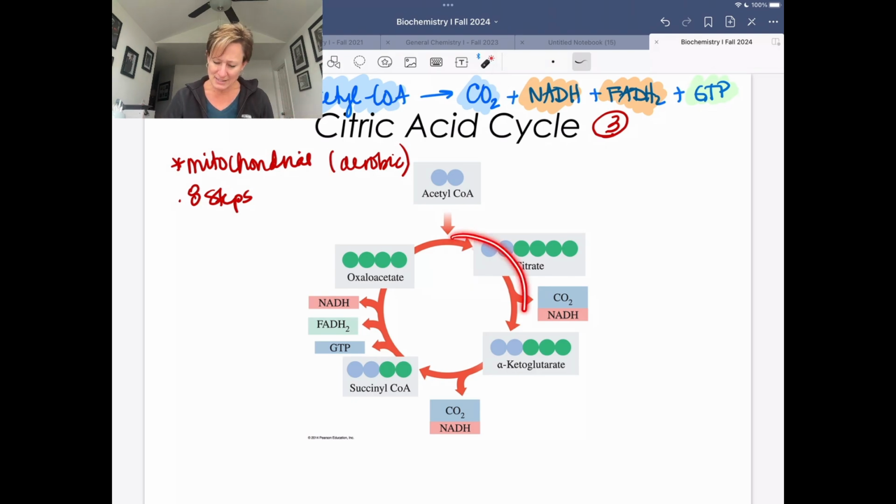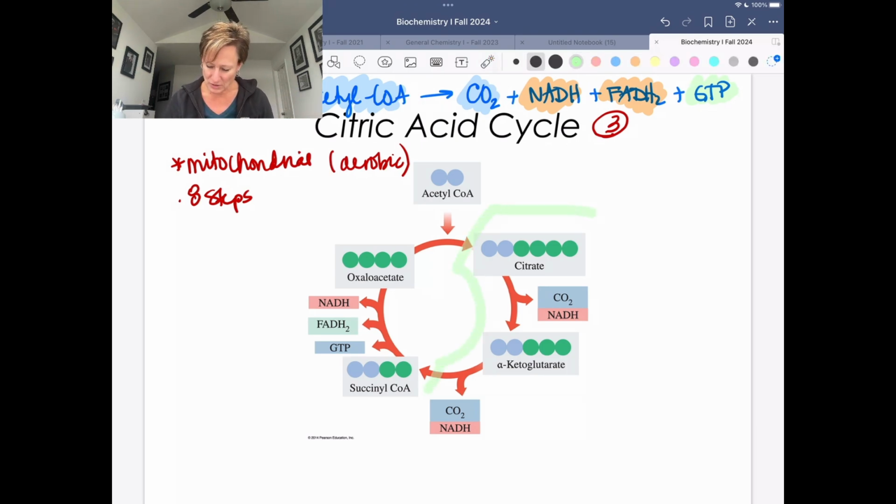Now, because this is a cyclic process, there's going to be some other pieces that we need to consider here, but I want you to envision the citric acid cycle like a clock, and we're really going to be talking about the 12 to 6 o'clock and then the 6 to 12 o'clock time frames. So there are these first reactions here.